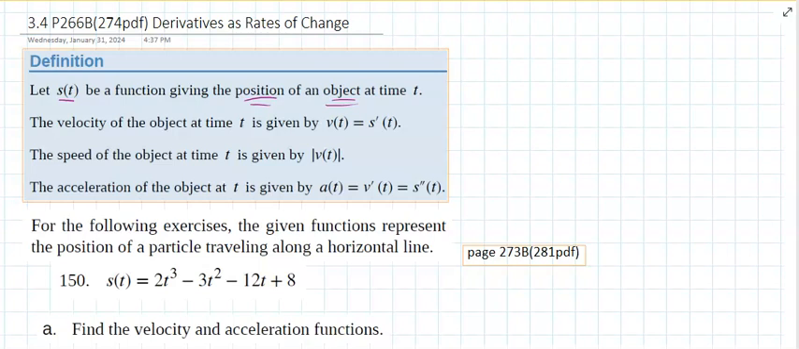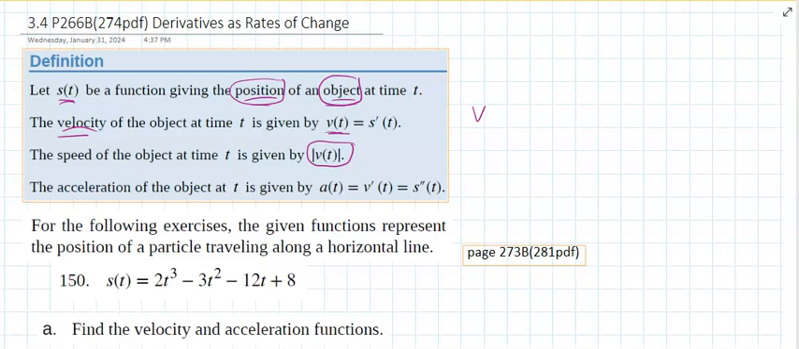Section 3.4 talks about derivatives as rates of change. So let S of t be a function giving the position. It tells you where an object or a particle is at any given time t. Its velocity is given by simply taking a derivative. Speed is the absolute value, and I'll tell you the difference between those.